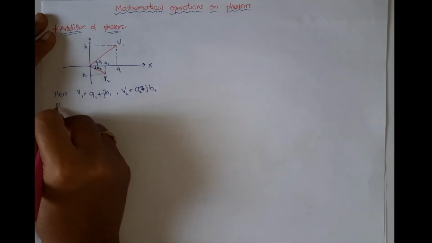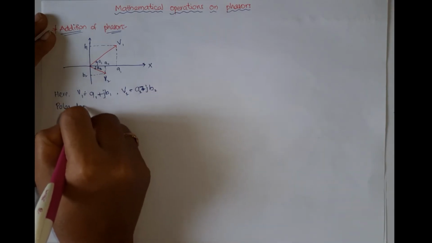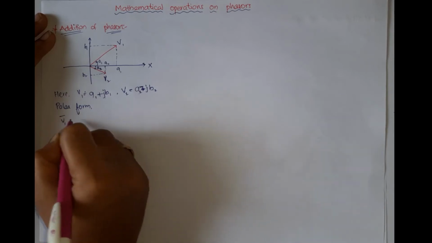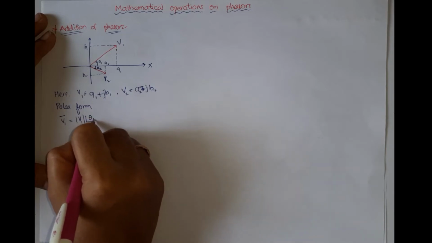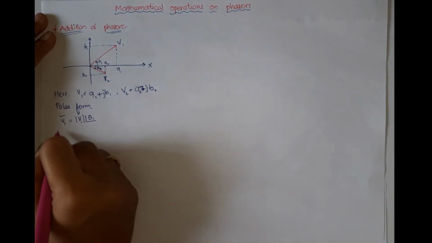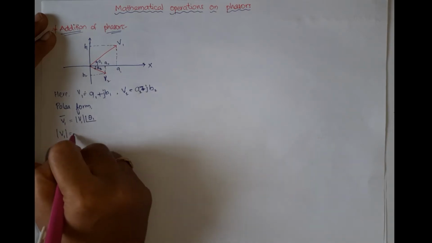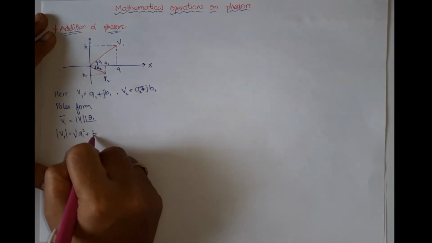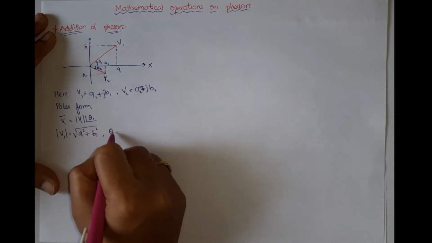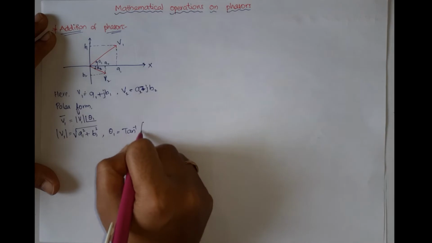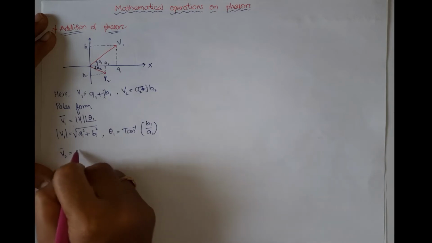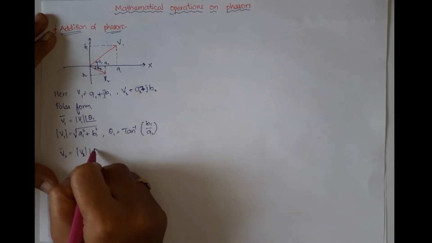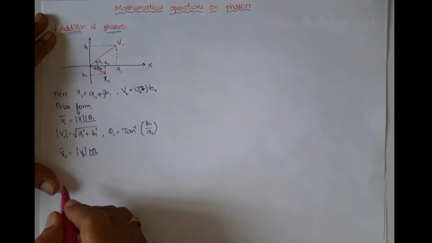So now to represent it in polar form, it is represented like V1 bar is equal to V1 at an angle theta1. Coming to calculation of its magnitude, it comes like root of A1 square plus B1 square. Coming to angle, theta1 is equal to tan inverse B1 by A1. In the same way, V2 bar is equal to magnitude of V2 at an angle minus theta2. Negative, why? Because it is in the clockwise direction.